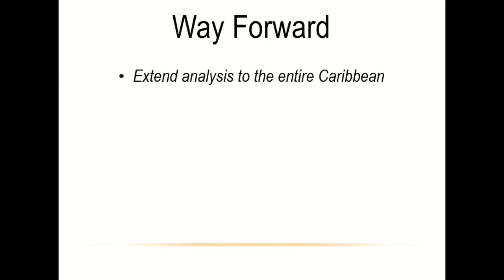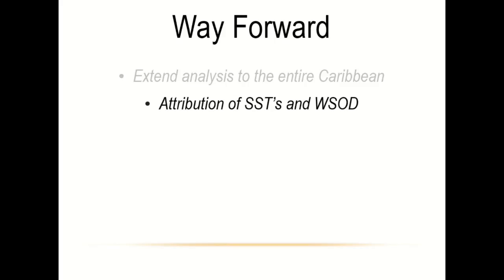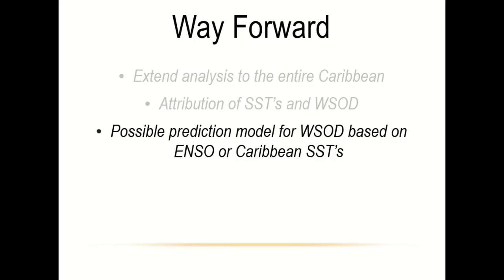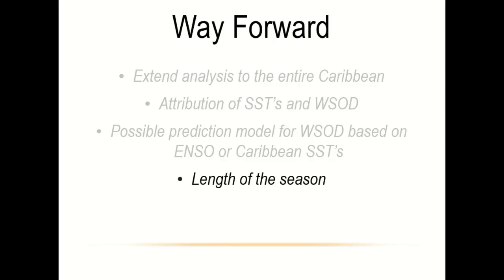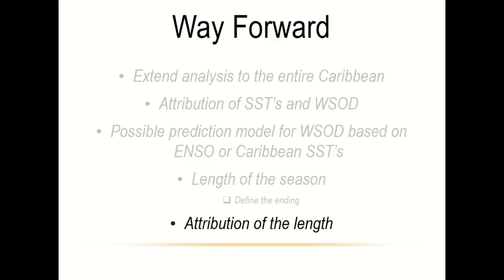we intend to extend this analysis to the entire Caribbean. We looked at the Eastern Caribbean, so we want to do it for the entire Caribbean now. We hope to do some attribution, basically explain the teleconnection of the atmospheric conditions and the sea surface temperature condition, just to explain what would have happened and what would have caused this. Also, develop a model that could actually predict the start of the wet season onset and the length of the season. We want to also investigate and define an ending, the cessation, when it ends, and also do some attribution to that as well.